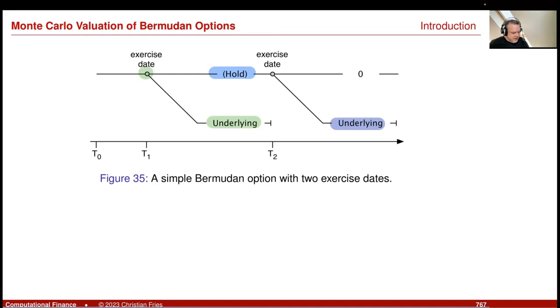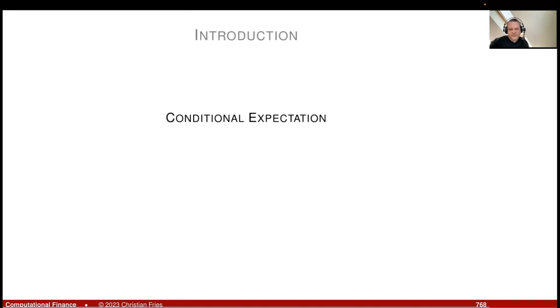Now you can just continue here, and you have more and more exercise decisions. You can exercise this option at different future times. You have the right to exercise into this underlying once, or you can continue. So there is a very strong relation to the ability to calculate the conditional expectation.